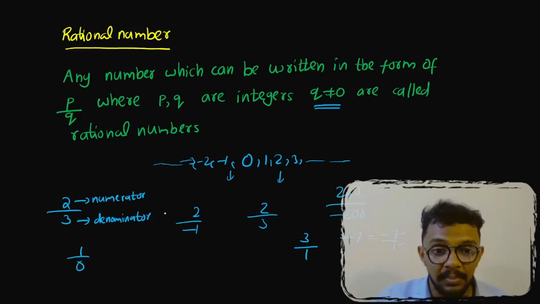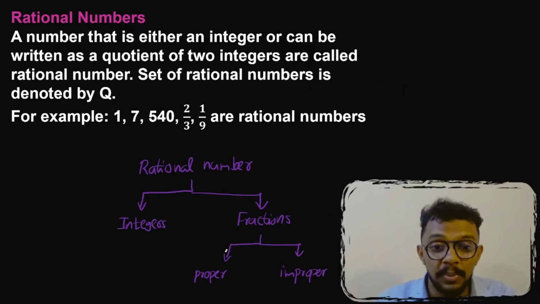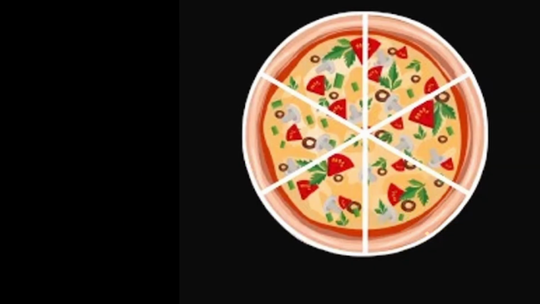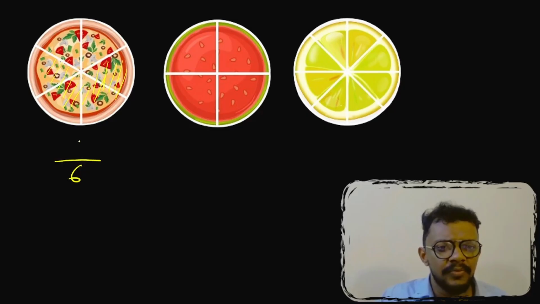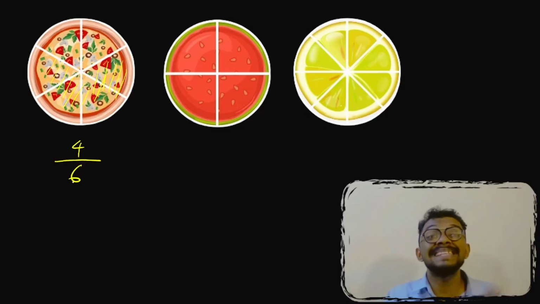The case type number 1. What was it? Proper fraction. Okay, what about the second case? Look, this is a pizza slice. That pizza I'm cutting into six equal parts. What do you think? If I consider this much pizza, how much pizza is it? One full pizza I'm cutting into six equal parts. I'm taking four of them. So basically this is 4 by 6 pizza.